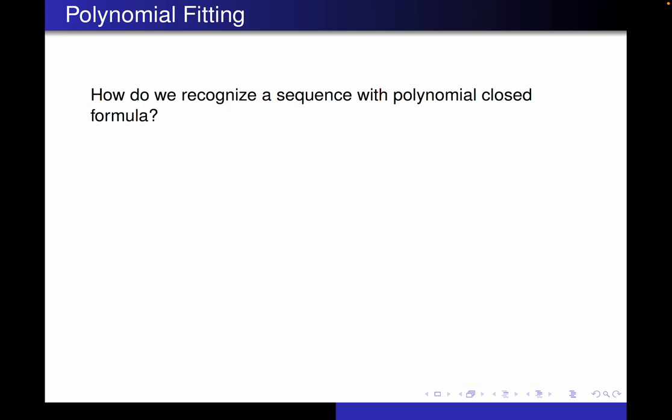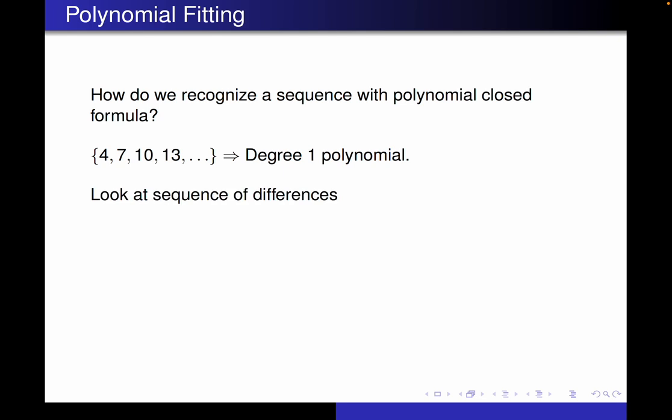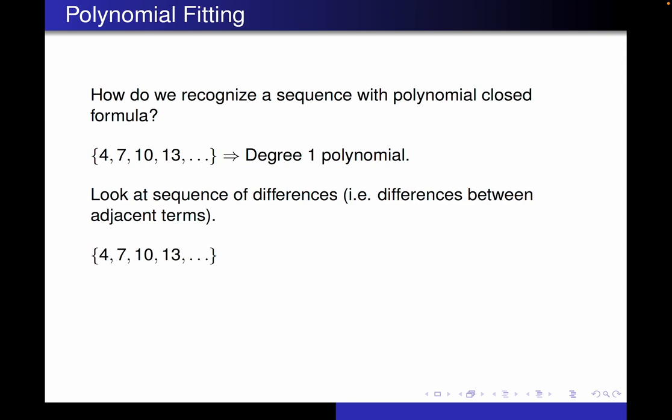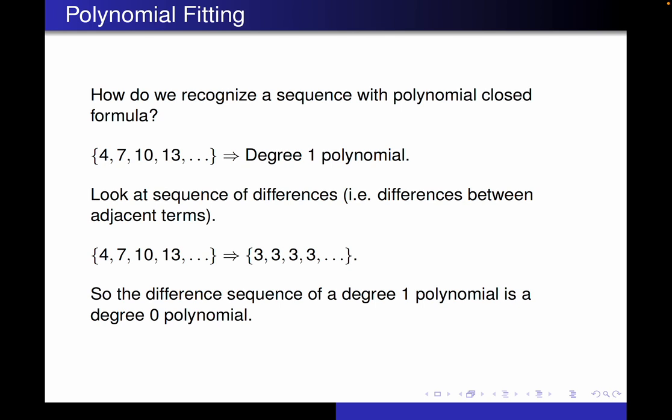So the question is, how do we recognize a sequence with a polynomial closed formula? Well, let's look at this one. This is an arithmetic sequence. That's a degree 1 polynomial. How might we recognize that as a degree 1 polynomial? Well, we might look at what's called the sequence of differences. What that means is we find the difference between consecutive terms in the sequence, between adjacent terms. So, for instance, 7 minus 4 is 3. Then 10 minus 7 is 3. Then 13 minus 10 is 3. And we're going to get ourselves a constant sequence from that. So by finding the sequence of differences, we get a constant sequence.